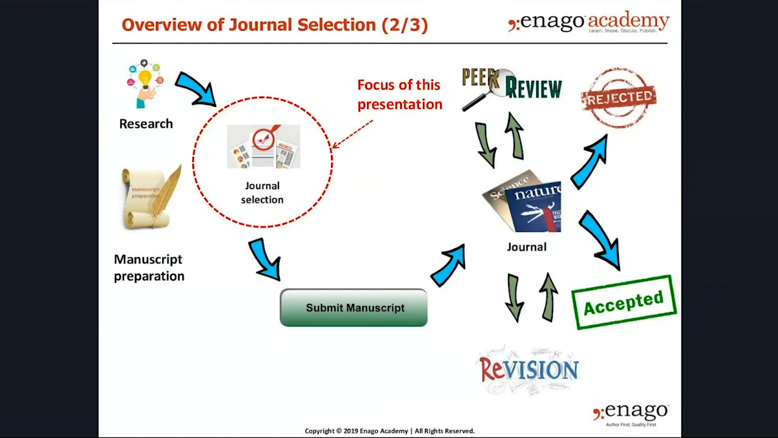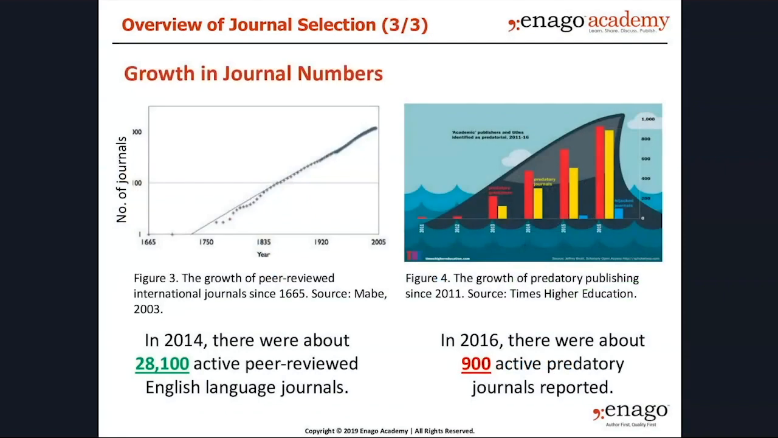So here is an illustration of the whole reviewing, publishing, submission process, from creating research, preparing the manuscript and writing it, choosing a journal to submit to, having it peer reviewed and revising it, maybe being rejected, having to select another journal, and ultimately being accepted. So the focus of today's presentation is the journal selection process and identifying specific titles and giving you tools to choose appropriate journals.